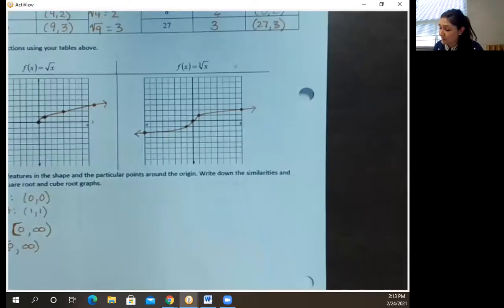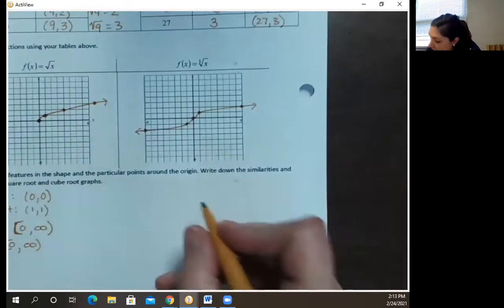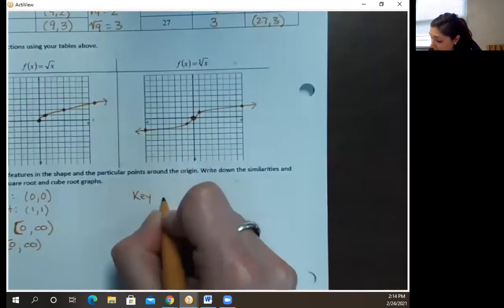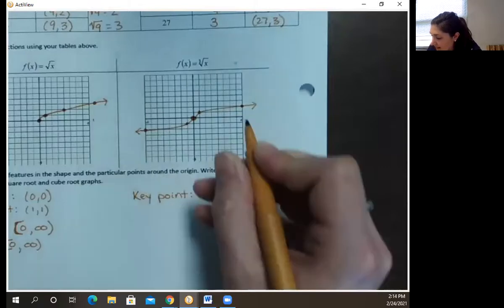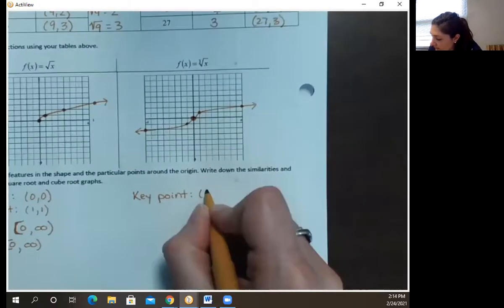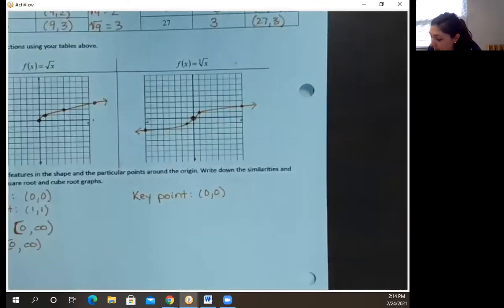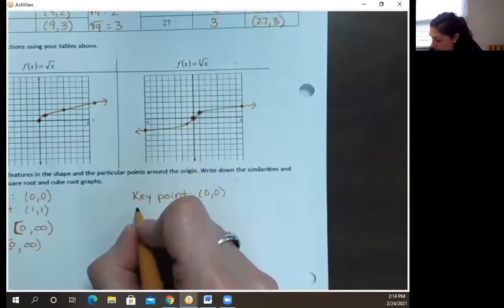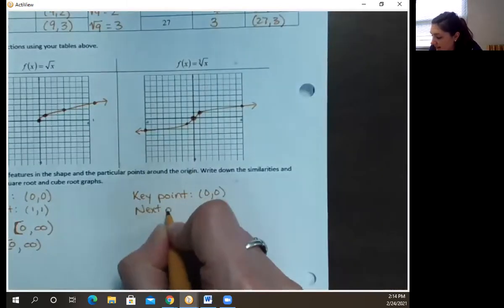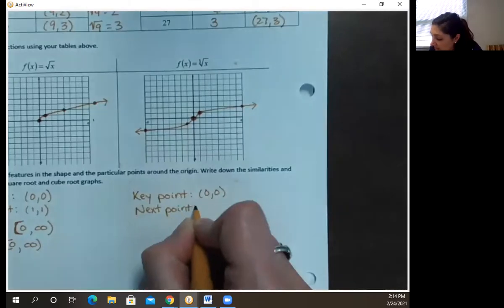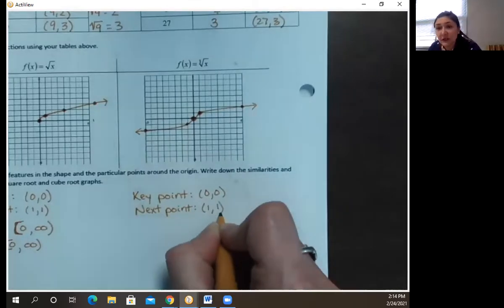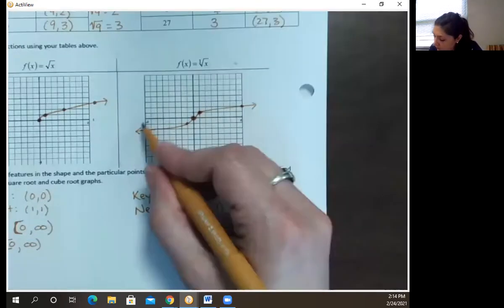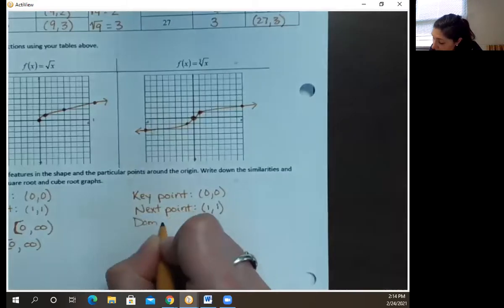So some key features of my parent cube root graph. This center point here, I'm again going to refer to as our key point. And notice that it is at the origin. So that key point's at 0, 0. And then my next point is up 1 and over 1 at 1, comma, 1. So again, I'm going to refer to that as my next point. That next point is important to know because, again, it will help me determine if I've stretched or compressed my graph at all.